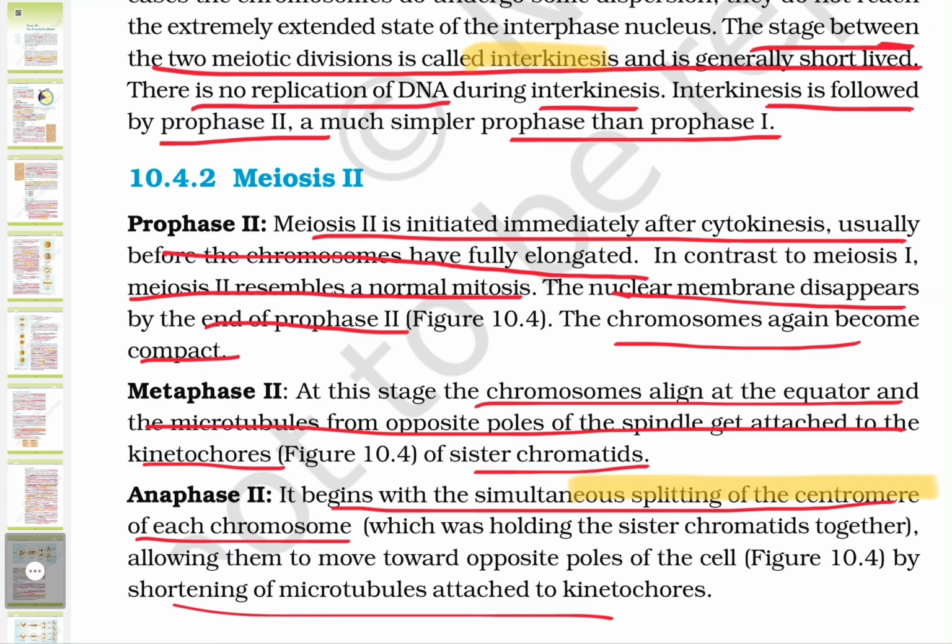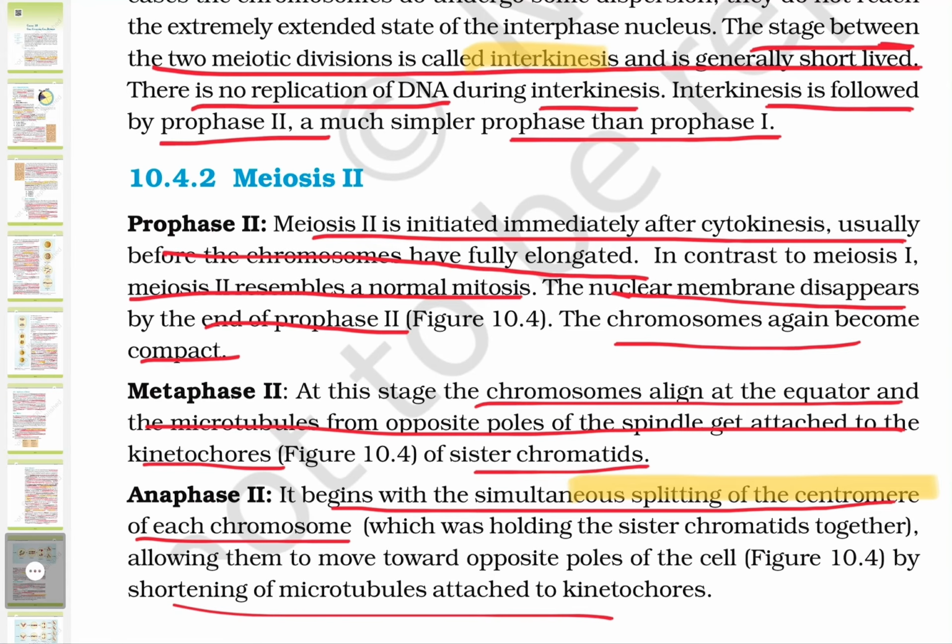If I talk about meiosis 2, so meiosis 2 initiates with cytokinesis, and before chromosomes fully elongate, meiosis 2 resembles normal mitosis. It's just like the mitosis, and nuclear membrane disappears by the end of prophase 2. Chromosomes again become compact. Now at this stage, when we talk about metaphase 2, chromosomes again align at the equator, and microtubules from the opposite poles get attached to the kinetochores of the sister chromatids.